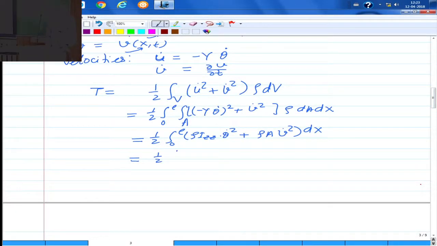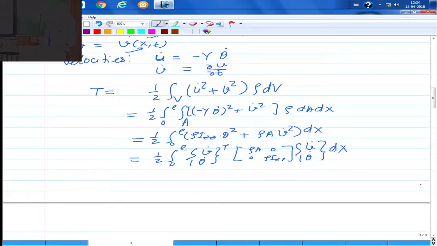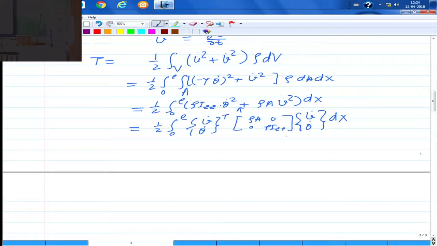Typically, since we want to substitute the interpolation in the form of a product of matrices and vectors, you can write this as a vector of v dot and theta dot, and in between you have this matrix: rho A, zeros, rho Izz, and then you have v dot and theta dot, dx. When you multiply, you get basically the same thing. The reason for doing this is so that you have interpolation for v and theta, and you can substitute that directly.